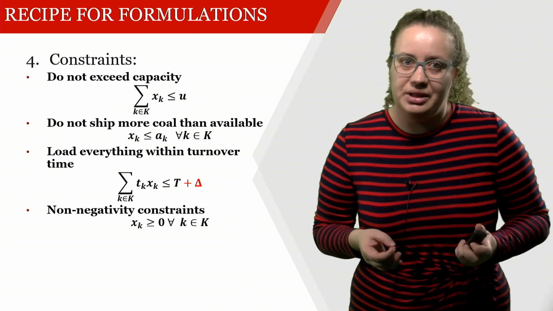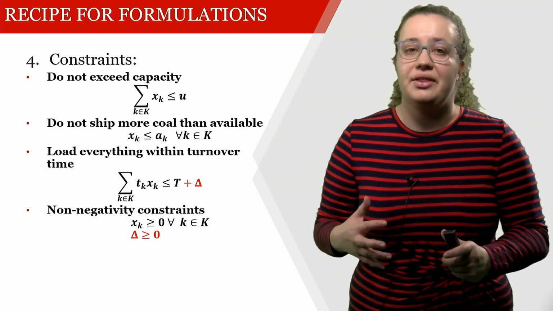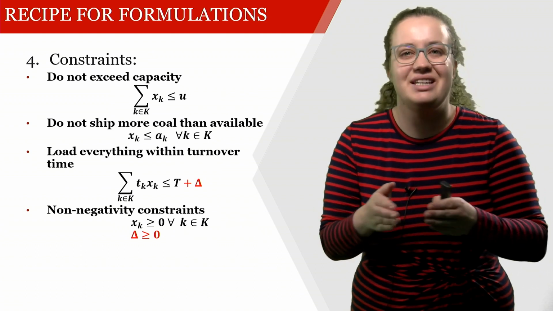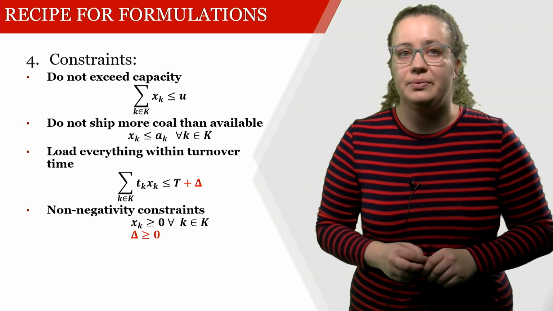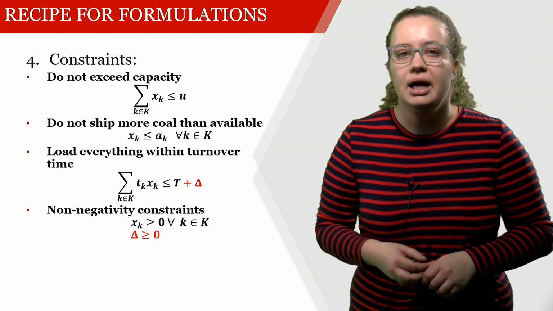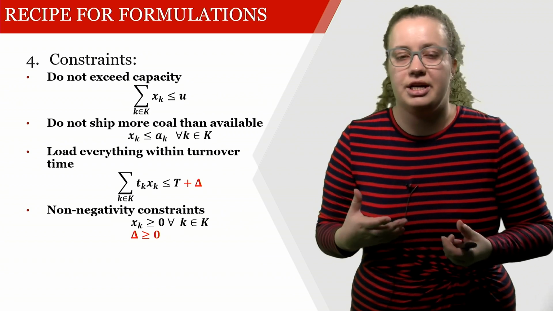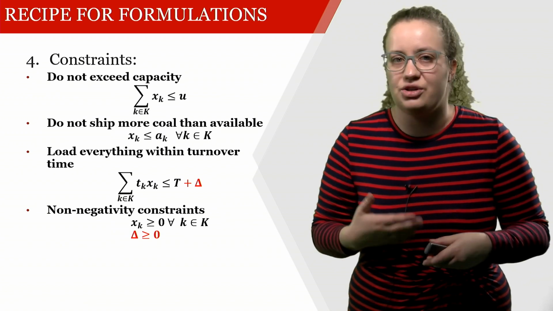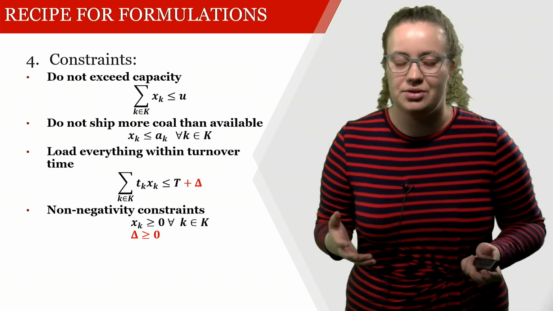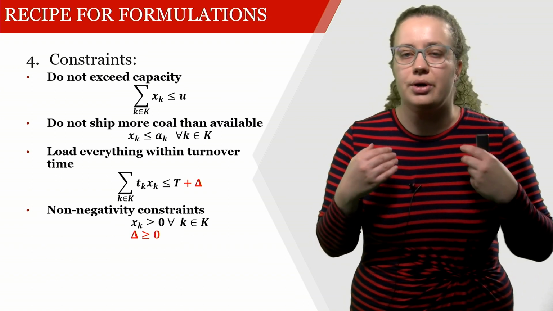The second thing that we need is non-negativity on delta, because otherwise, let's just say we ship nothing. Then in the constraint of loading everything within the turnover time, we would be able to set delta to minus T, so in our case to minus 2.5 hours, and we would actually get remuneration from that. And this is, of course, nothing we want. So this is why we also have to introduce a non-negativity on our auxiliary variable.